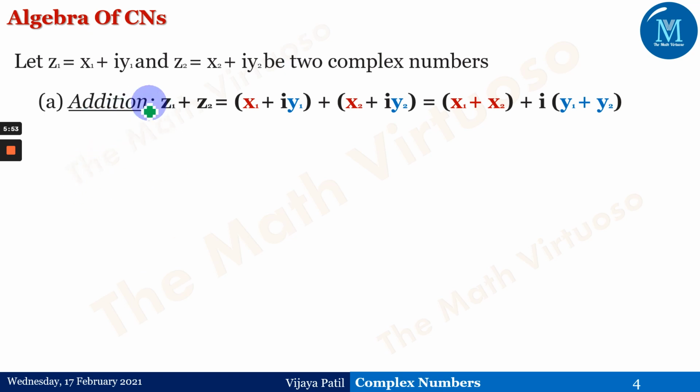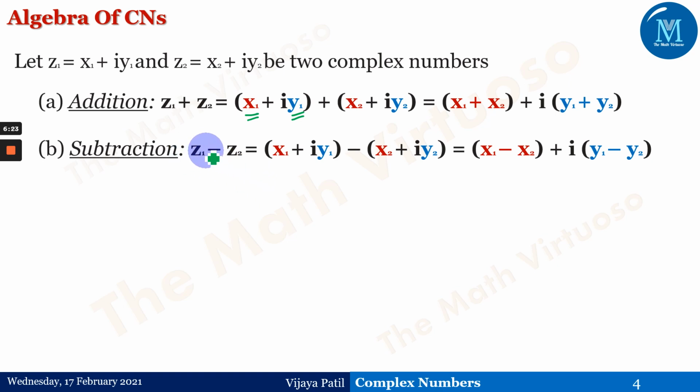Then their addition is denoted as z1 plus z2, and this is the number x1 plus iy1 plus x2 plus iy2. Purposely I have given color codes: red for the real part and blue for the imaginary part of these complex numbers. If you observe, the red part is getting added, that means the real part is added, x1 plus x2, plus i times y1 plus y2. So this is the addition.